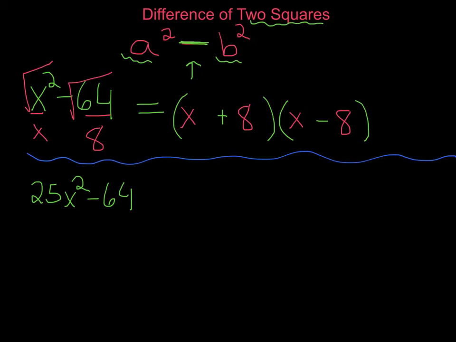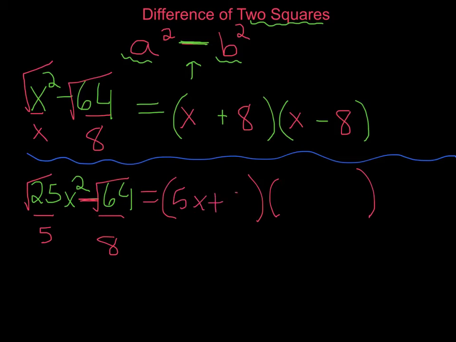So real quick, to recognize when you have this special case, you look for: you only have 2 terms, and you have subtraction, and both terms are perfect squares. So the square root of 25 is 5, the square root of 64 is 8, which means your answer will be the two set of binomials, and it'll be 5x plus 8 and 5x minus 8.